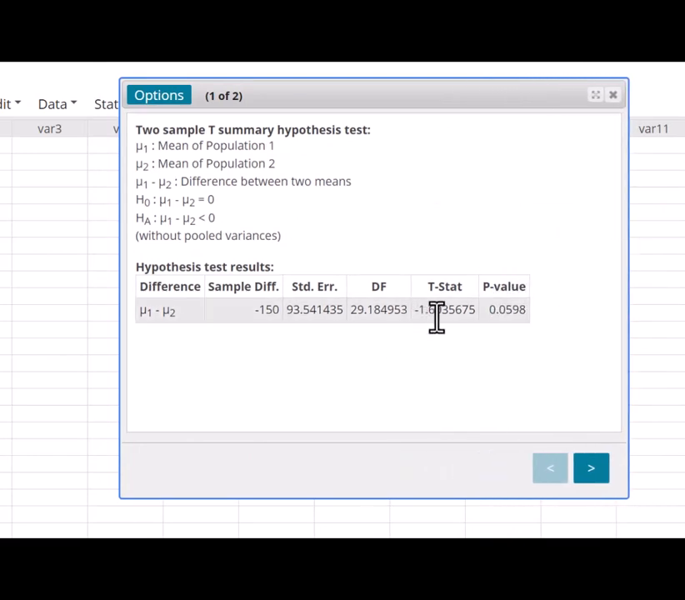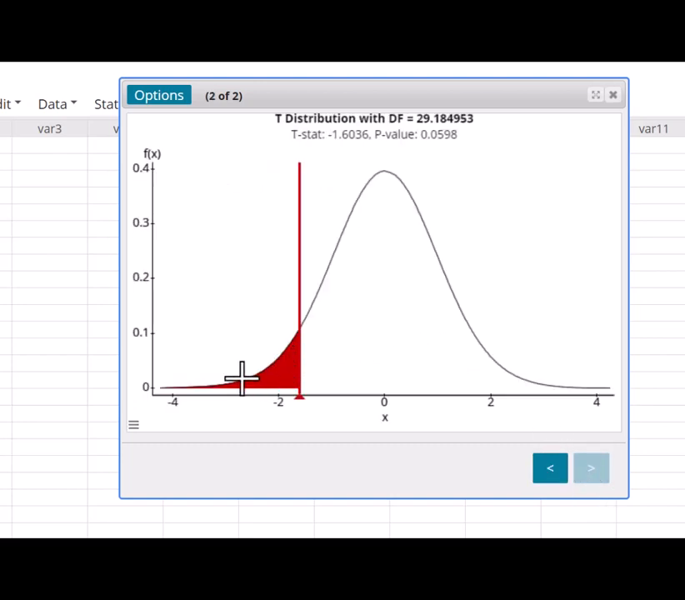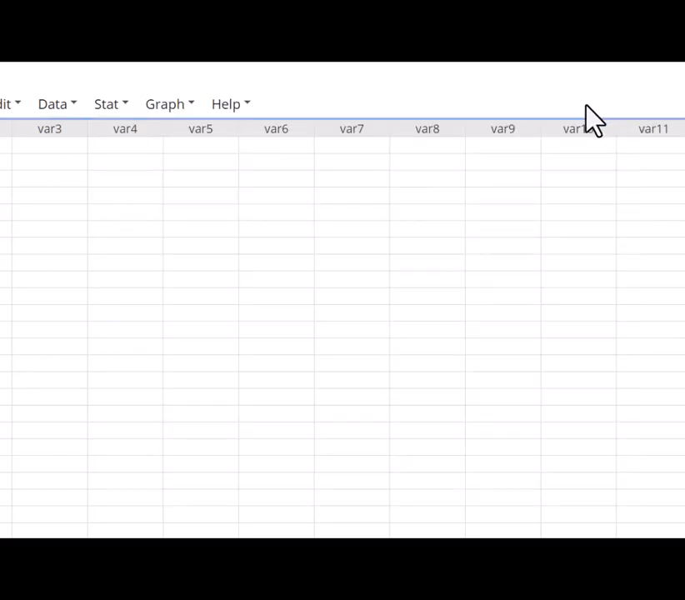Look, guys, this is the p-value, negative 1.604. The test statistic t0, t sub 0, and 0.0598 is the p-value. And look, this is the p-value, the shading of the p-value. Okay, so this is how you do it using StatCrunch.